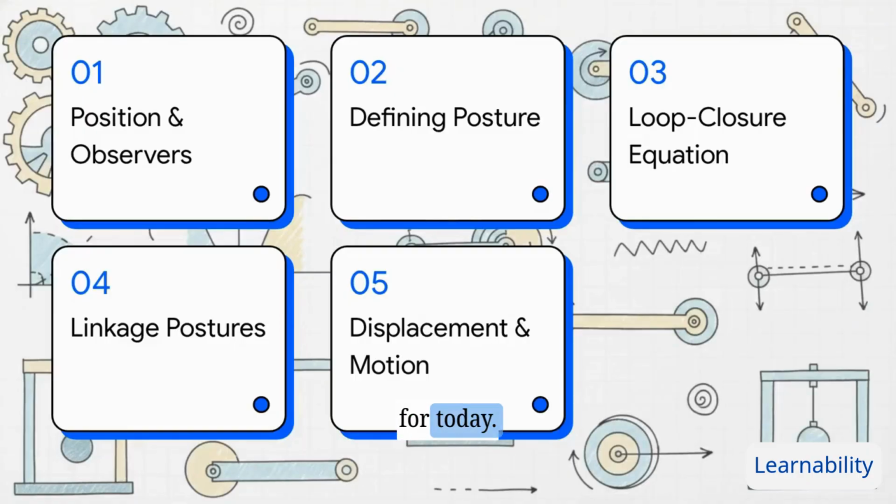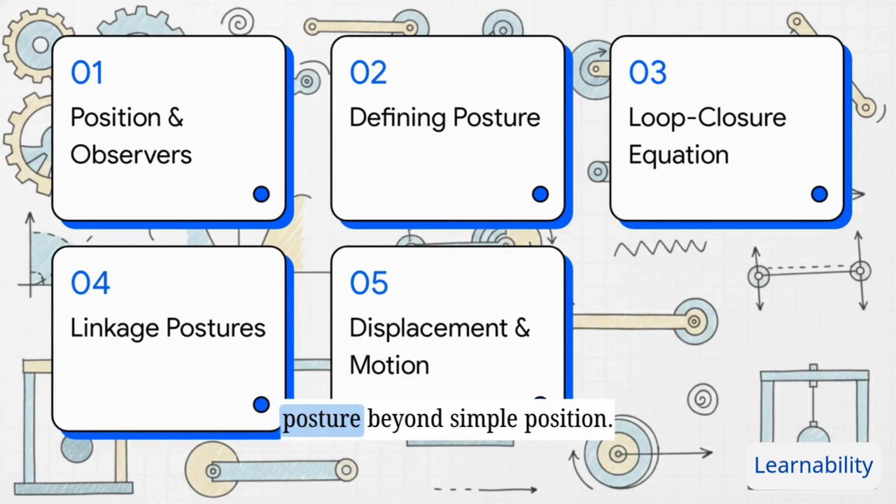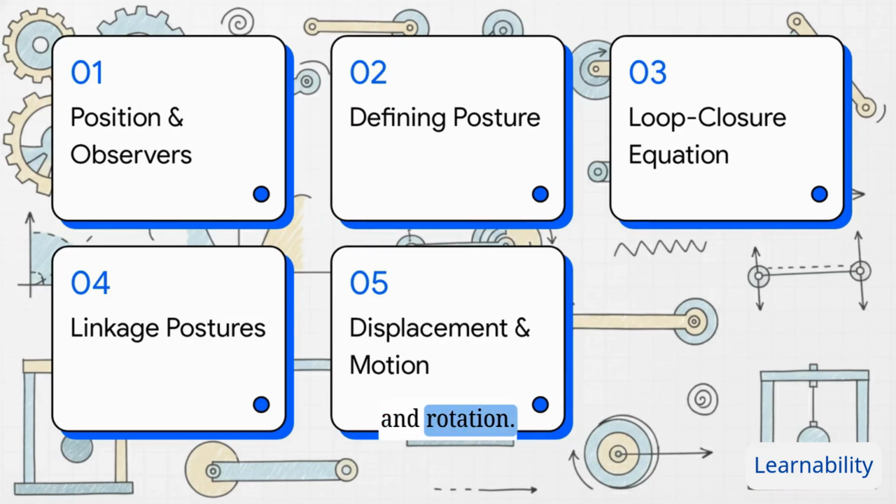Here is our roadmap for today. First up, defining position and observers. Second, posture, beyond simple position. Third, the loop closure equation. Fourth, analyzing linkage postures. And finally, displacement, translation, and rotation.